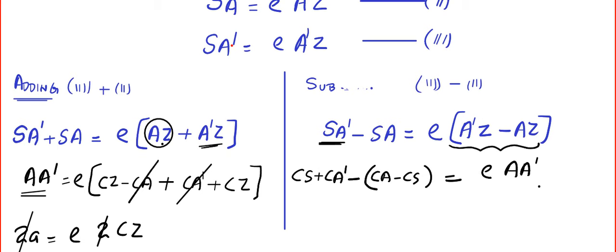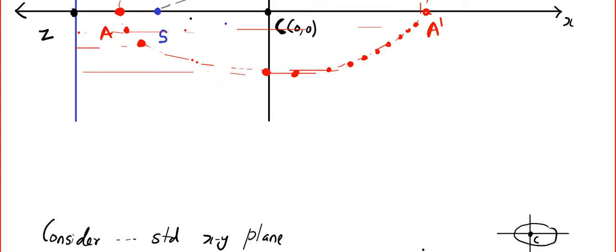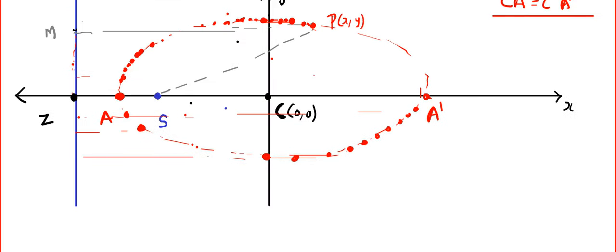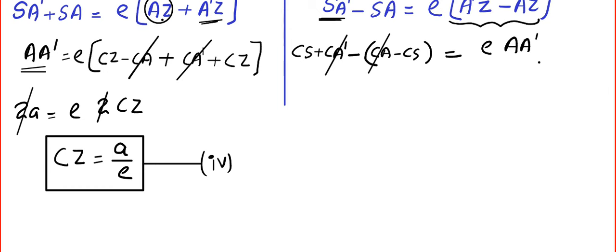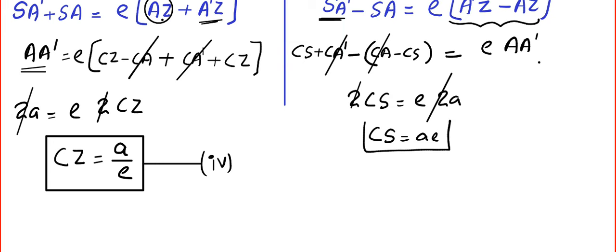Okay. You can check it. It will be like this. So if you want, I'll check it. CA minus CS. See, CA minus CS, that will be the distance between A and S. Okay. So what I'm going to get here is 2CS equal to E into 2A. That is the distance from C to S equal to AE. That is equation number 5.